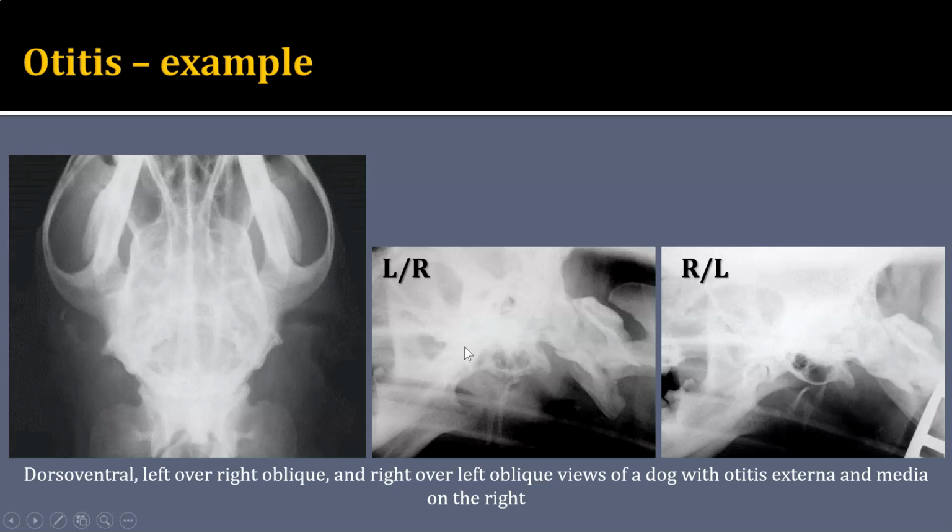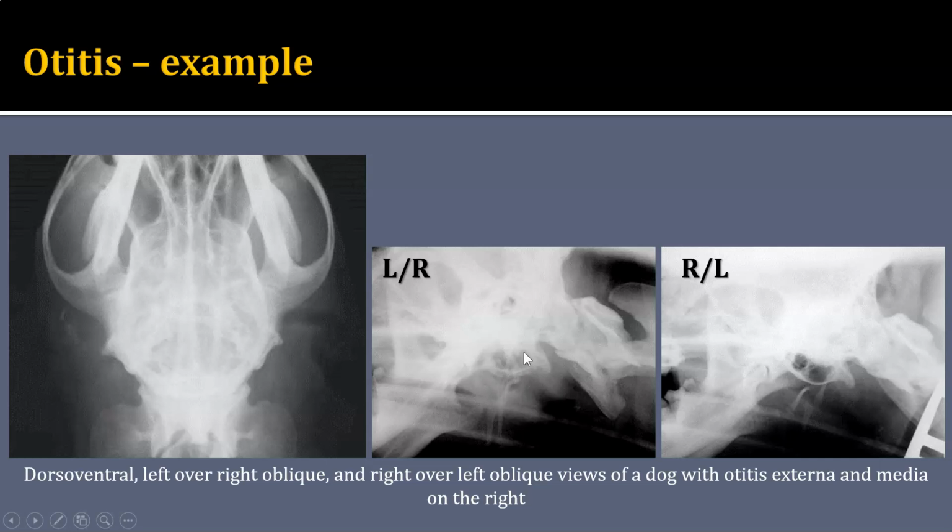The view in the middle is the left over right oblique, and so this is the right bulla that we can nicely assess. The left bulla is superimposed over the rest of the skull, and the view on the right is the right over left oblique, which shows us nicely the left tympanic bulla, and again, the right bulla is going to be superimposed over the rest of the skull. So we look at the affected right side.